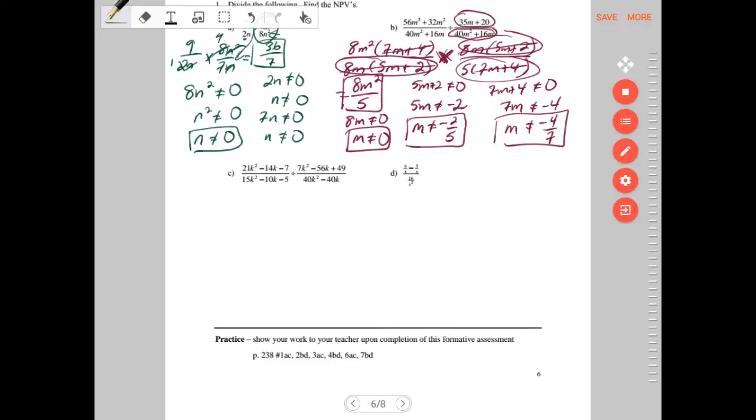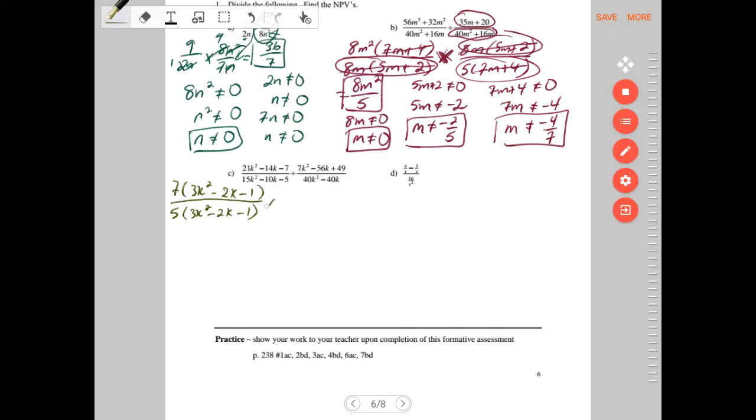All right. So first thing we're going to do is factor out a GCF from the top. So that is a 7. And that would give me 3k squared minus 2k minus 1. On the bottom, I can factor out a 5. So that gives me 3k squared minus 2k minus 1.